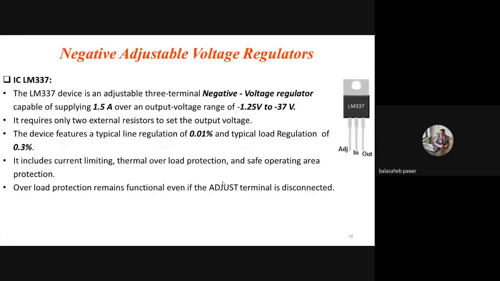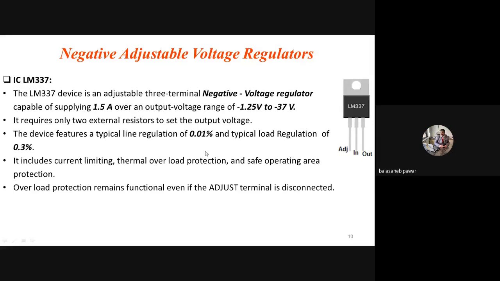So the only difference is what? It will provide us the output as negative, which will vary between minus 1.25 to minus 37 volt. Is it clear? Am I audible? Yes, sir.